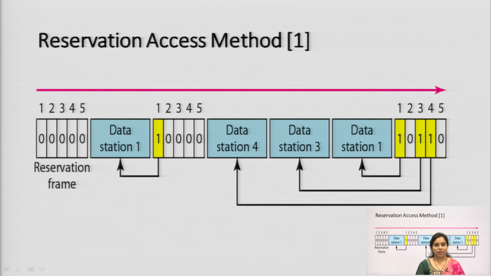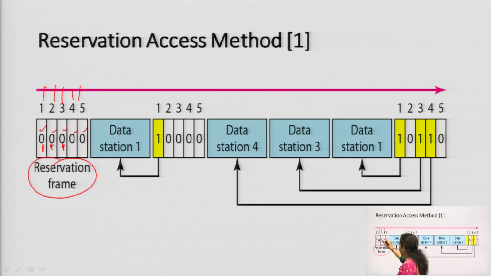The first one is the reservation access method. What is the reservation access method? This is known as the reservation frame. We have already reserved 5 different frames with the bit 0. So, this reservation frame has 5 bits, each of which is 0, 0, 0 and 0. Then there is data at station 1, then data at stations 4, 3 and 1 again, that is the reservation access method.